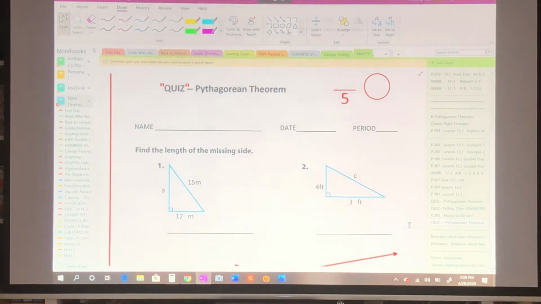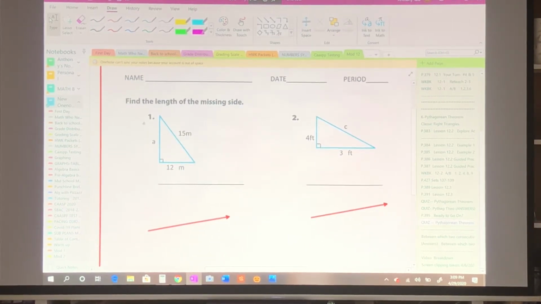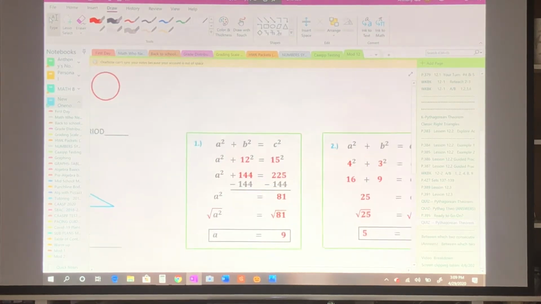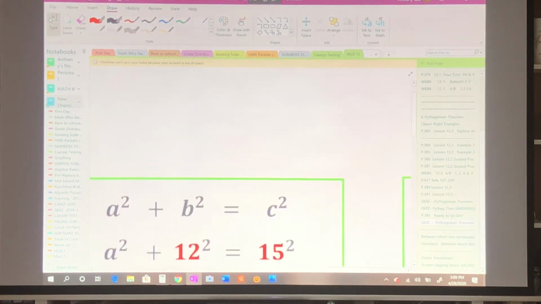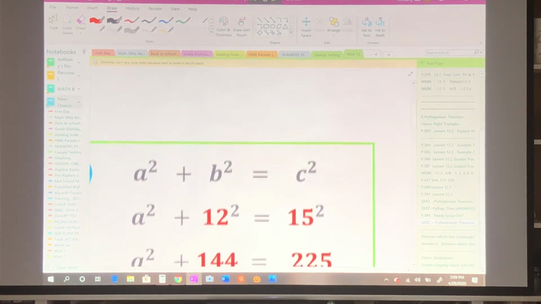All right, let's correct the quiz, quote unquote, from the other day. They want us to find the length of the missing side. According to this, A is missing. Let's plug in B and C into the theorem and we'll find A. We'll find A, eh? As they say in Canada. Okay, plug in B and C. 12 squared, 144. 15 squared, 225.